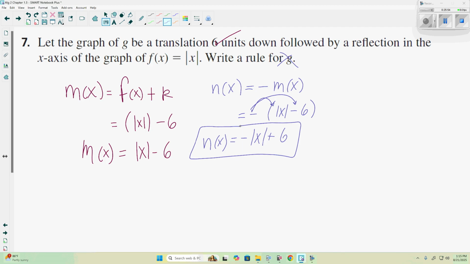Again, up and down, vertical, affecting the y values. Reflection across the x-axis, affecting the y values. Again, if we did it in the other order, we reflected first, we would have that negative absolute value of x, but then it would be minus 6 instead of plus 6. Questions on this here? You feel good with this here?